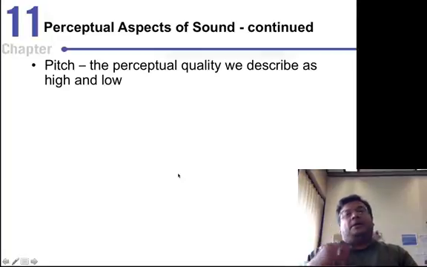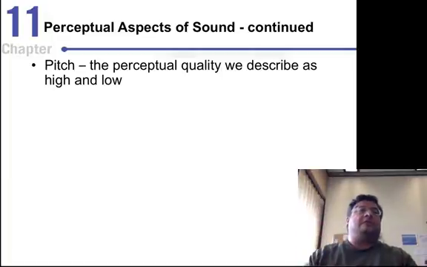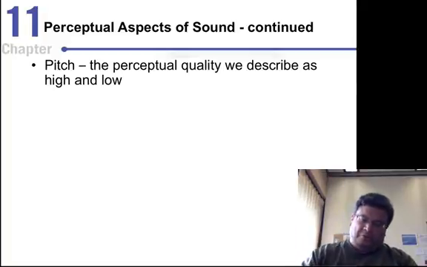Pitch is related to the number of cycles, the number of hertz, in the set of frequencies in a complex tone or in a pure tone. And that's what we perceive as pitch, and we perceive it as very high or very low, right?